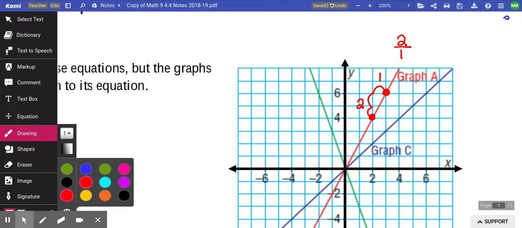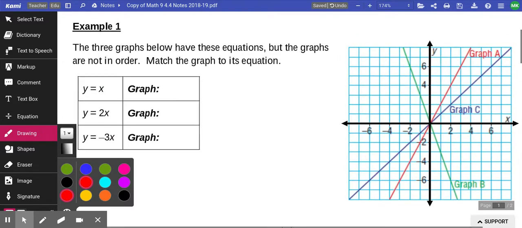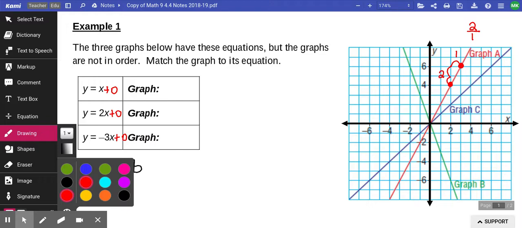Looking back at your equations, which one of those has a slope of 2 over 1? Does y equal x have a slope of 2? Does y equal 2x have a slope of 2? Or does y equal negative 3x have a slope of 2? Yeah, y equals 2x. That has a slope of 2. Right? The m value, the value in front of x, is 2.